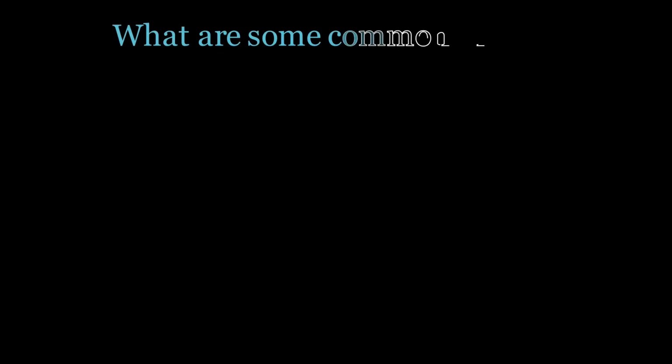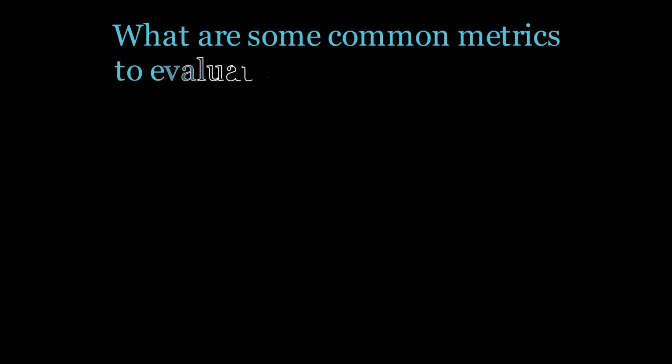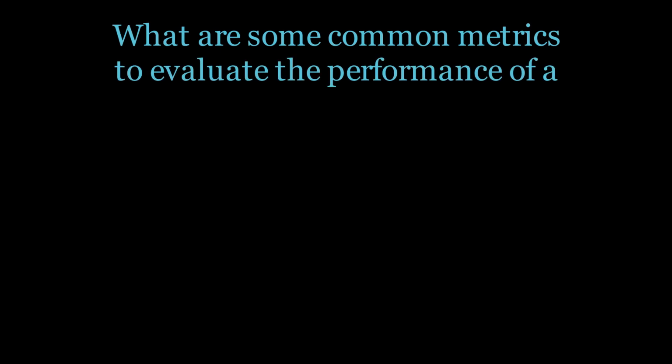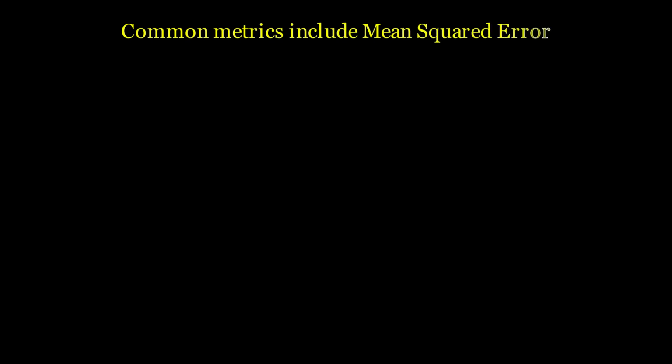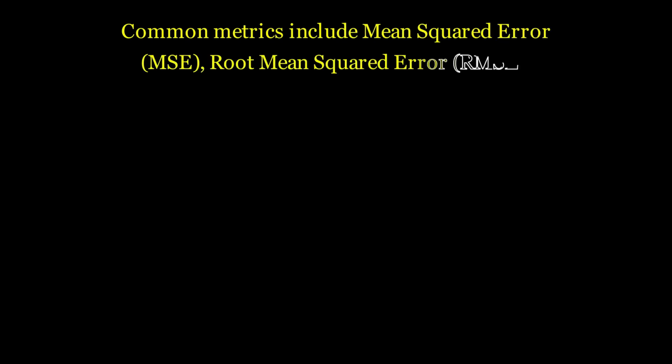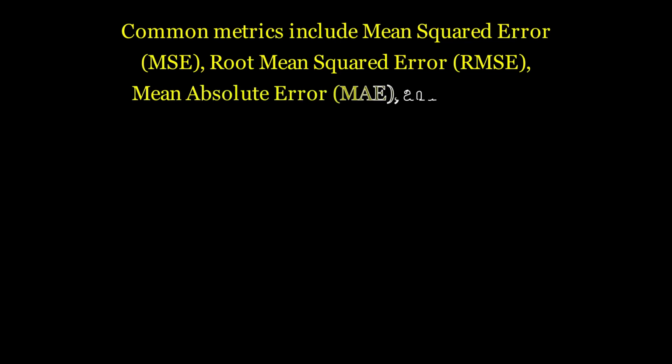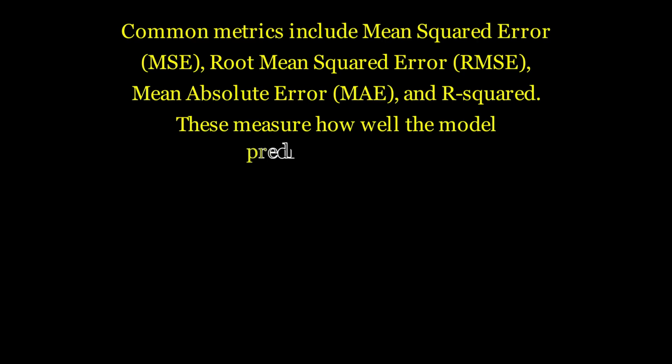What are some common metrics to evaluate the performance of a regression model? Common metrics include mean squared error (MSE), root mean squared error (RMSE), mean absolute error (MAE), and R squared. These measure how well the model predicts the output.